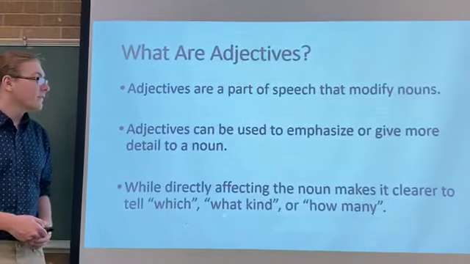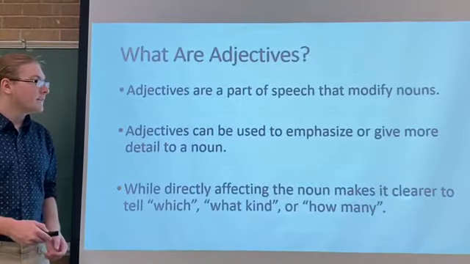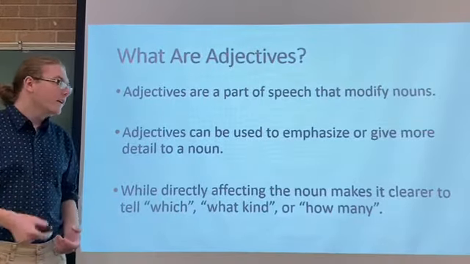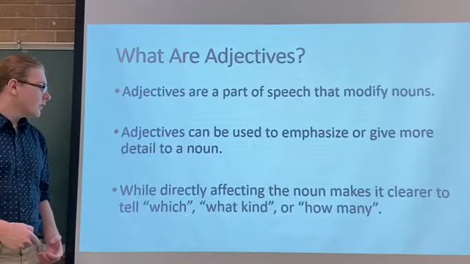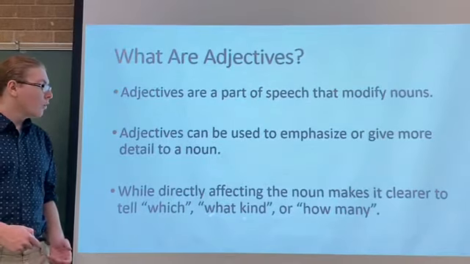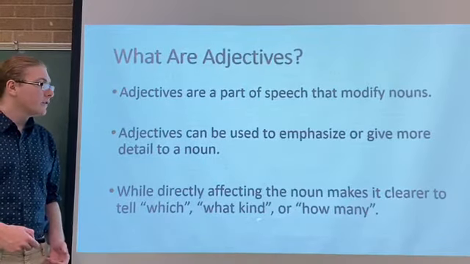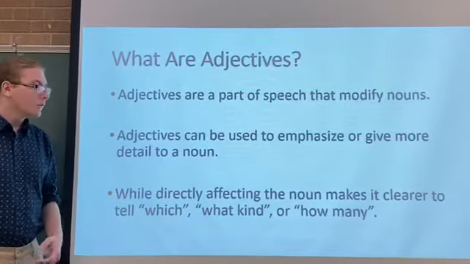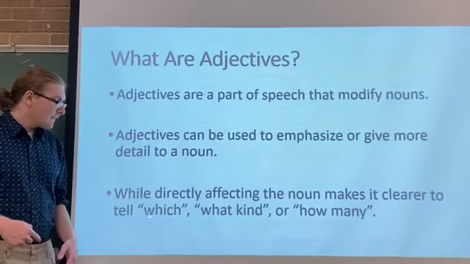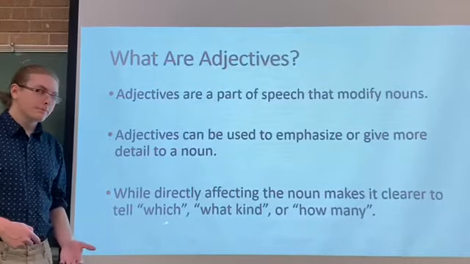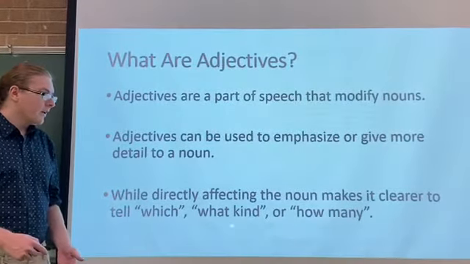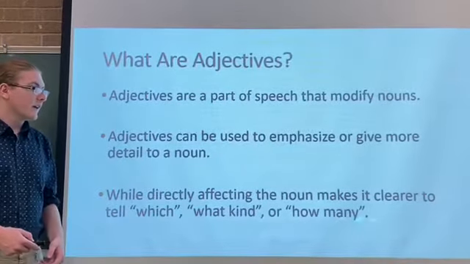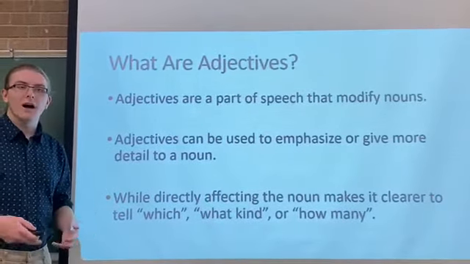While directly affecting the noun, it makes it clearer to those of us that are listening or reading which noun it is, what kind of noun it is, or how many of the noun there are. So you could say, he is the tall one. You could say, the blue paper. Or you could say, there are 5 workers.